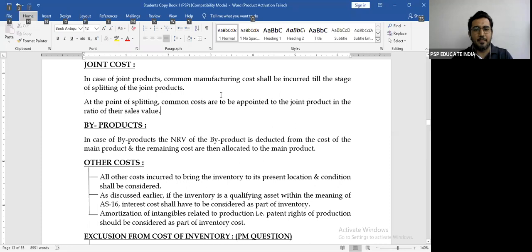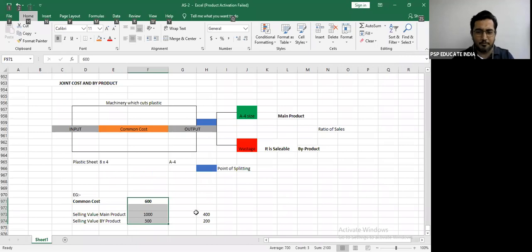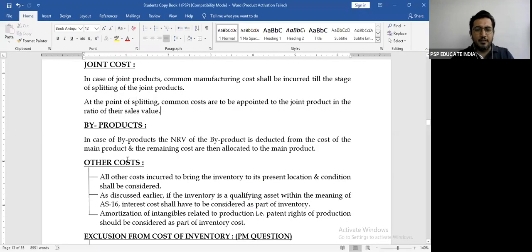Aage badhte hain. Phir se padh raha hun, dhyan dena. In case of joint product, common manufacturing cost is incurred till the stage of splitting of joint products. At the point of splitting, common cost will be apportioned to the joint product in the ratio of their sales value. Ye raha, humne divide kar diya. Right, aage badhte hain. By product, ध्यान देना. In case of by product, the NRV of the by product is deducted from the cost of the main product, and the remaining cost is then allocated to the main product.